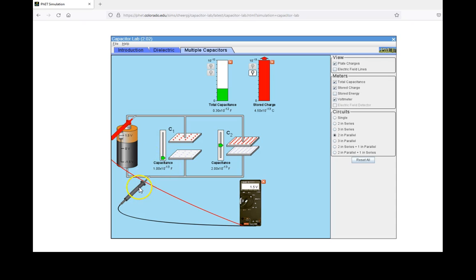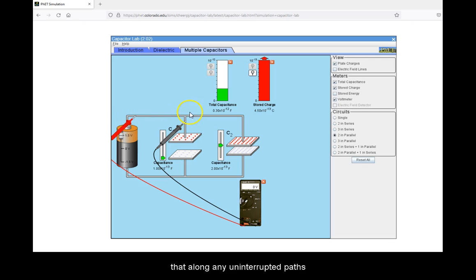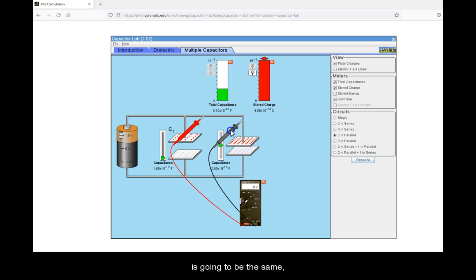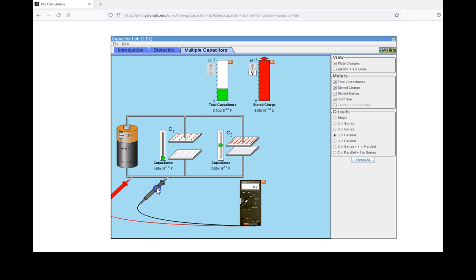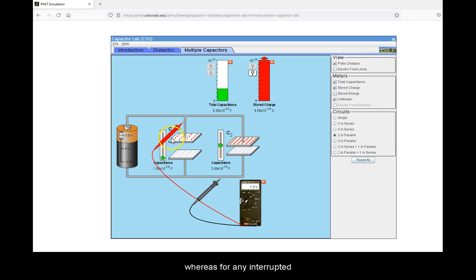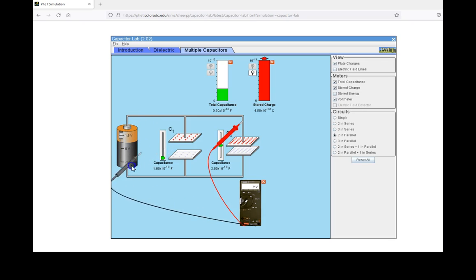Using the voltmeter, you can also verify that along any uninterrupted paths, the voltage is going to be the same, whereas for any interrupted combinations, the voltage drop will be the same as that of any element parallel to it.